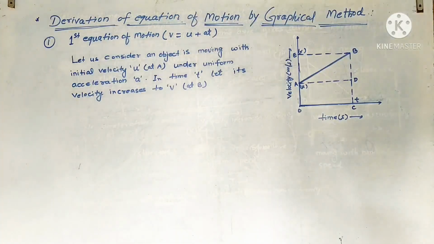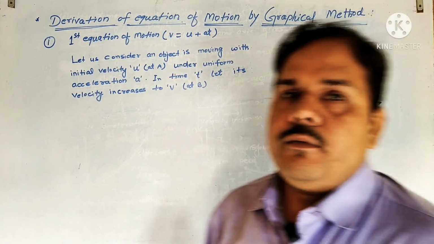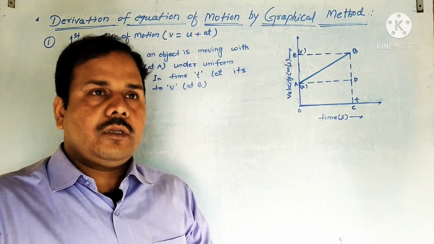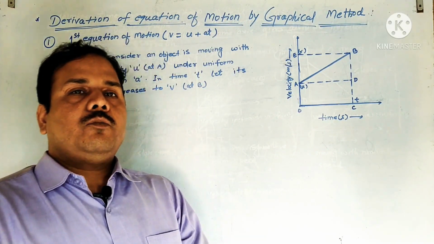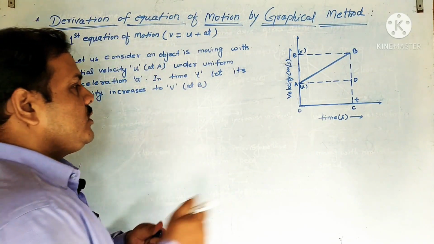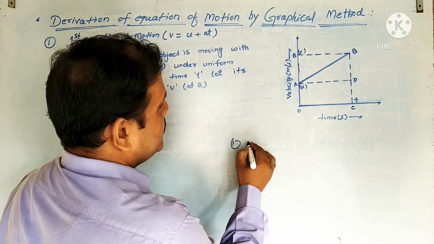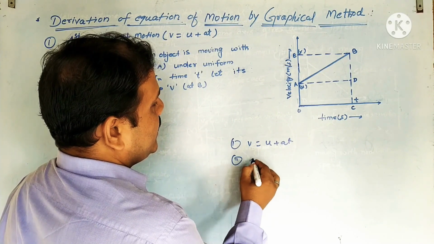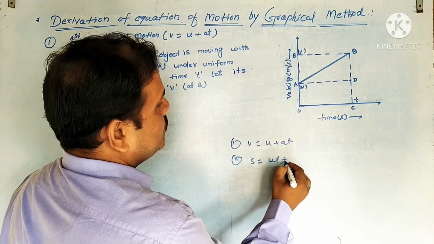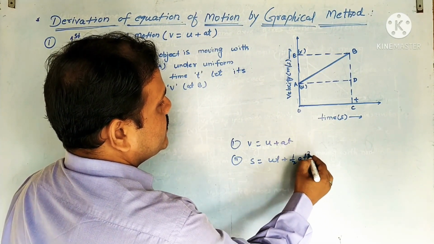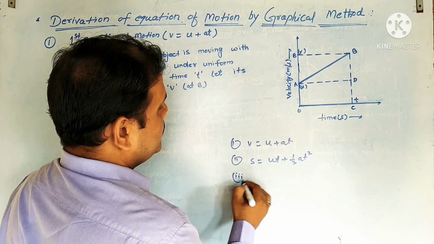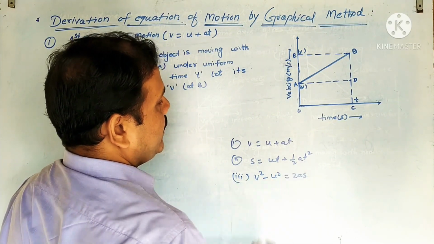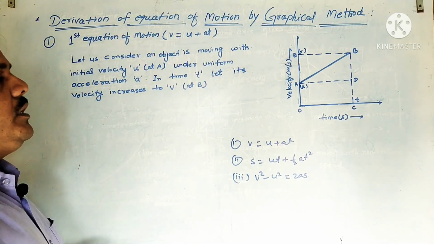Okay, now children we will derive equations of motion by graphical method. So first of all, what are the equations of motion? There are three equations of motion. First equation, v equals u plus at. Second equation, s equals ut plus half at square. And third equation is v square minus u square equals 2as. So one by one we will discuss.